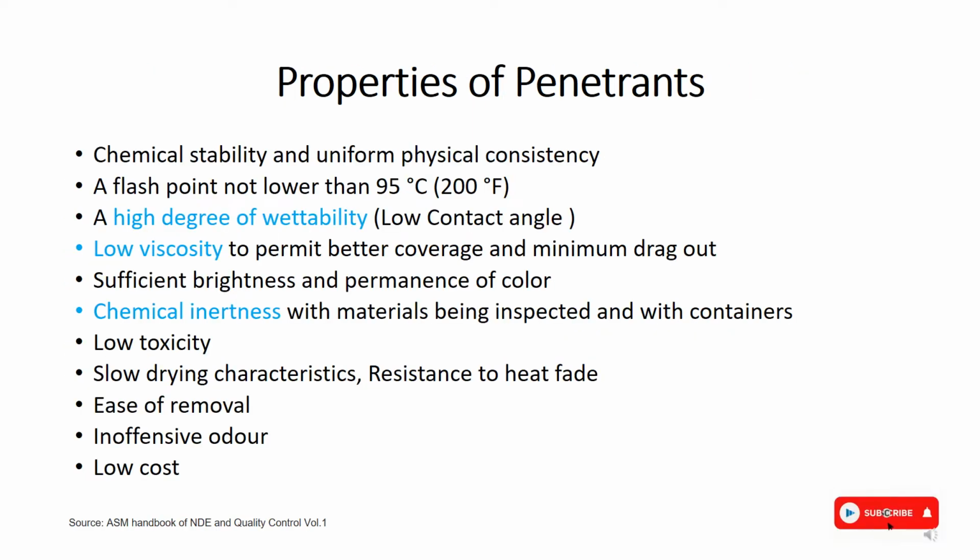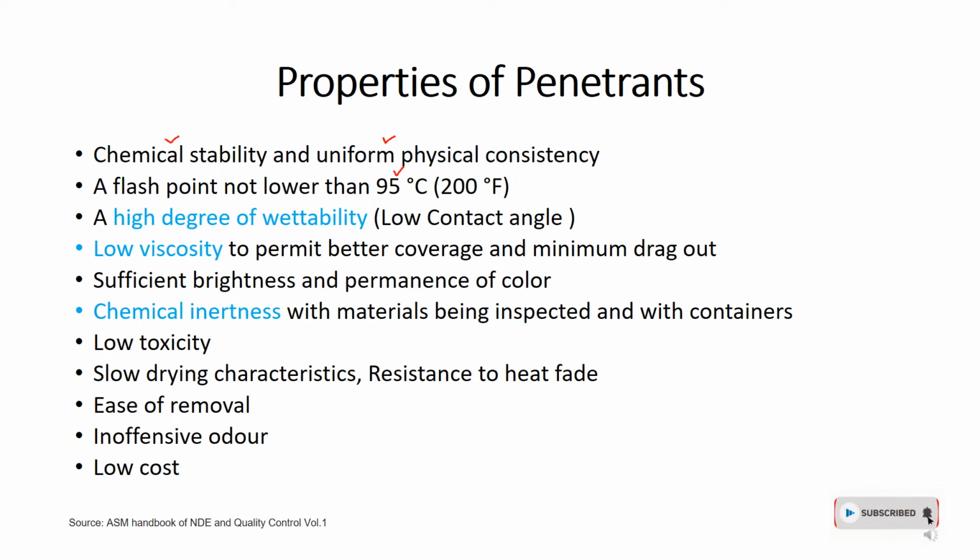So based on these factors, a penetrant should possess the following properties. The penetrant should be chemically stable and should have a uniform physical consistency, meaning it should not react with the workpiece. It should have a flash point not lower than 95 degrees Celsius, because a flash point lower than 95 degrees Celsius imposes a fire hazard.